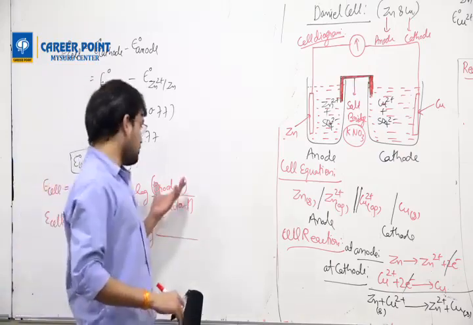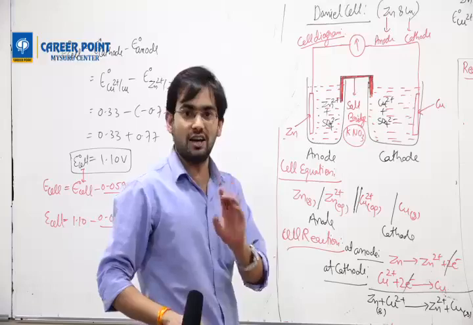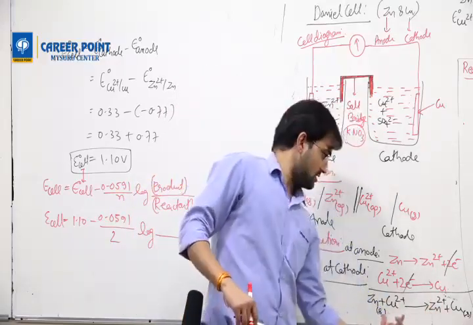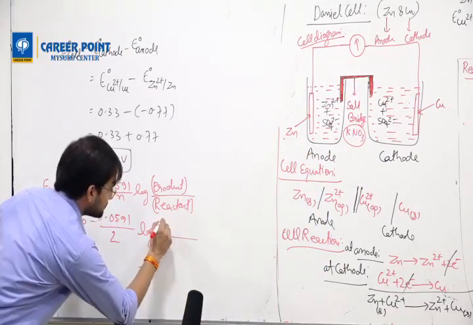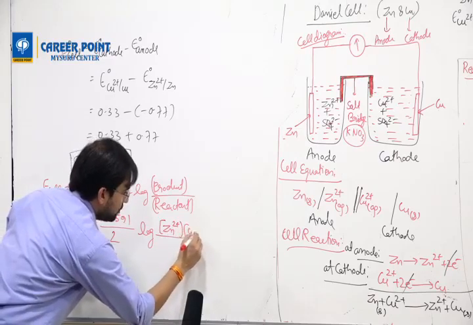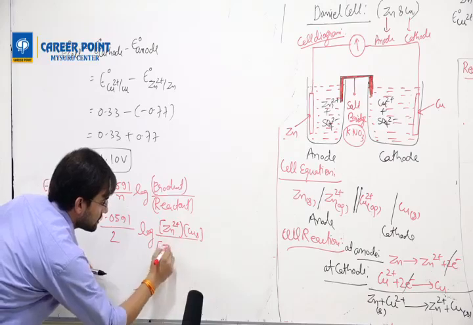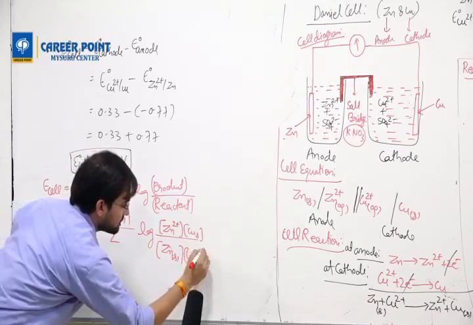Now in this case we need product and reactant. Product and reactant are only possible in a cell reaction. So I look at this reaction. These are the products, these are the reactants. So what do I write here? I write Zn2+ Cu solid, and I also write Zn solid Cu2+ aqueous.